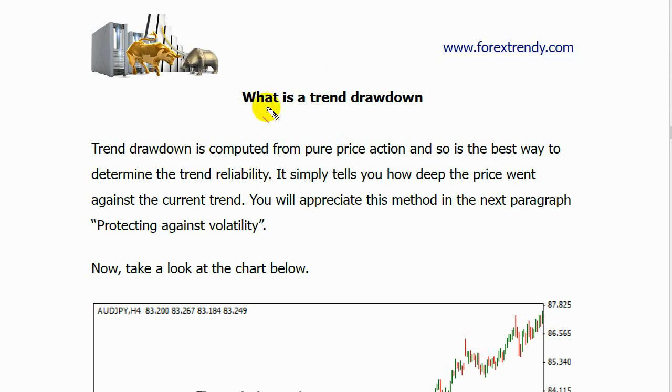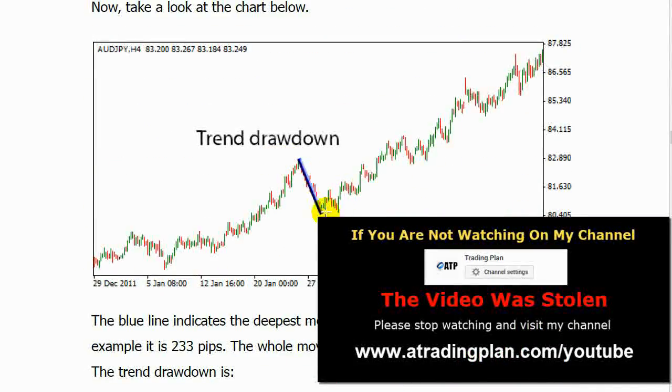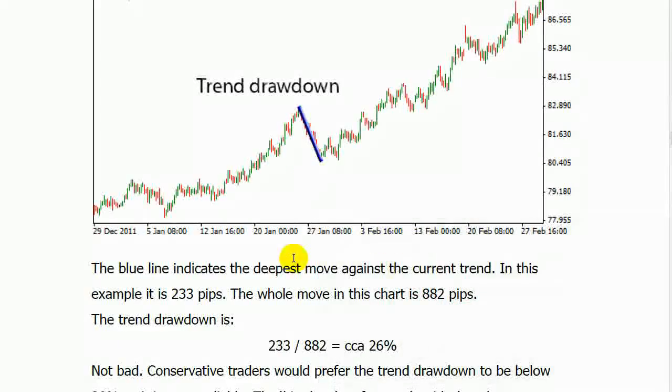Basically, what they're talking about in Forex Trendy is pure price action, which is the best, right? Anything else is a derivative of price. It tells you how deep the price went against the current trend, and you'll appreciate this method in the next paragraph called protecting against volatility. What they're talking about here is these moves down here, and this blue line indicates the deepest move against a trend, in this example 233 pips. The whole move in this chart is 882 pips, so they do a division and get that trend drawdown percentage.